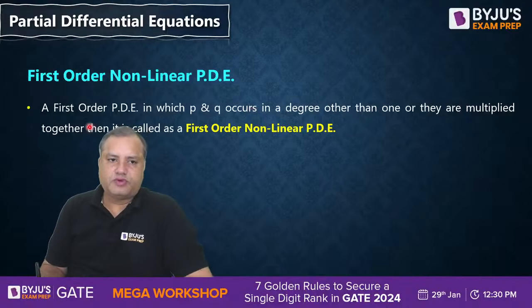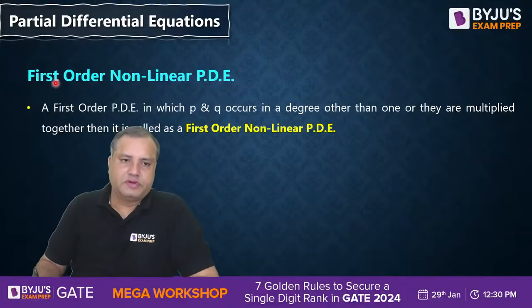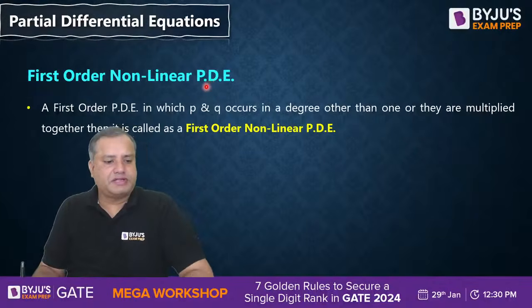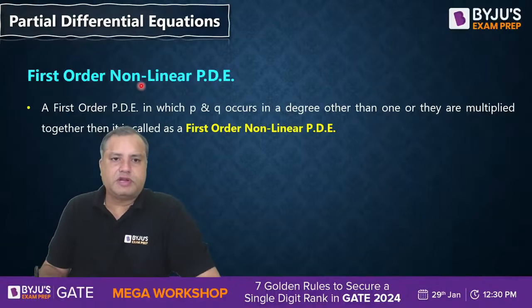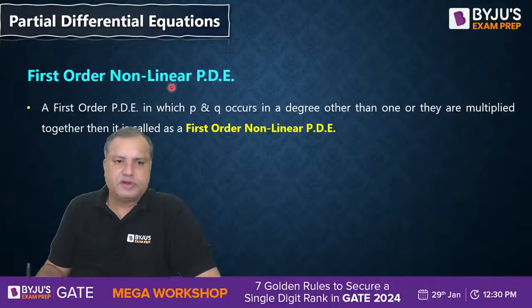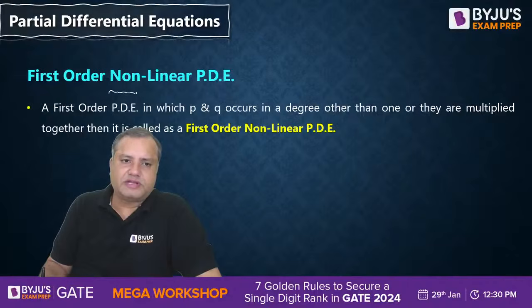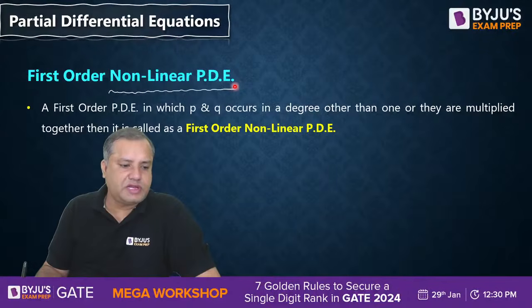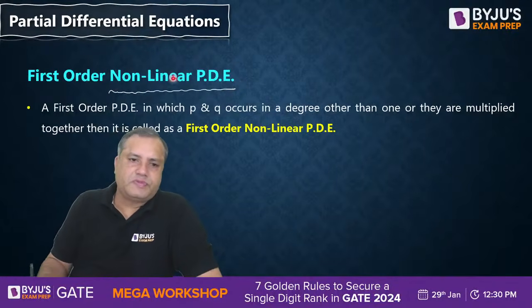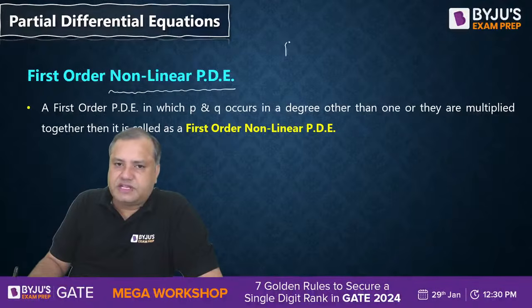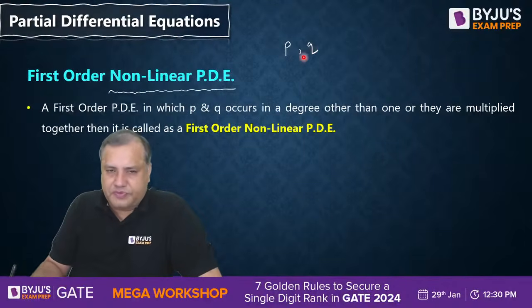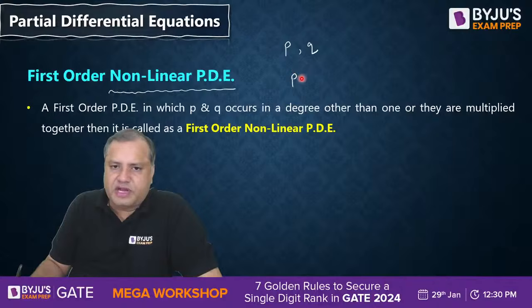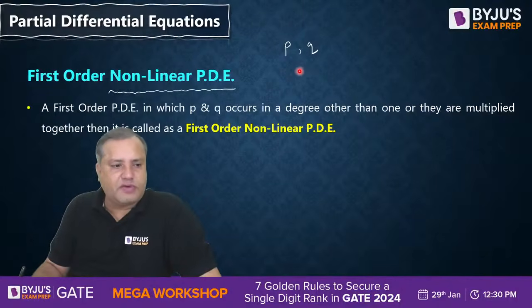Next, we are moving towards the non-linear format. First order non-linear partial differential equation. So students, under what circumstances will an equation be called a non-linear PDE? Since it is first order, it will contain p and q only. But the degree of p and q is other than 1, or they may be multiplied together.